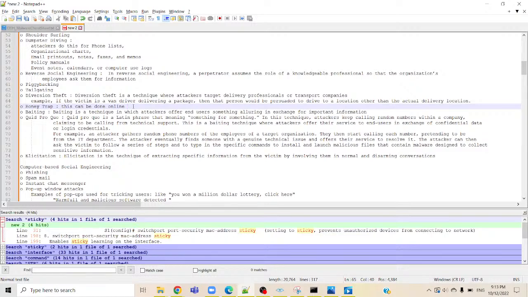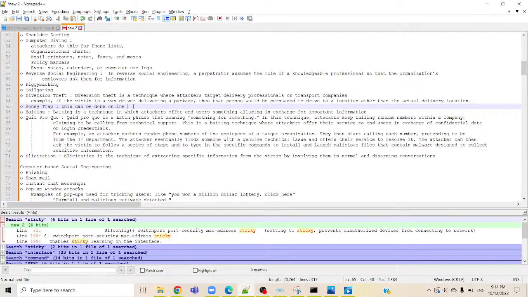Quid pro quo. Quid pro quo is a Latin phrase that means something for something. In this technique, attackers keep calling random numbers within a company, claiming to be calling from technical support. Attackers offer their service to end users in exchange for confidential data or login credentials. For example, an attacker gathers random phone numbers of the employees of a target organization. They then start calling each number pretending to be from the IT department. The attacker eventually finds someone with a genuine technical issue and offers their service to resolve it.